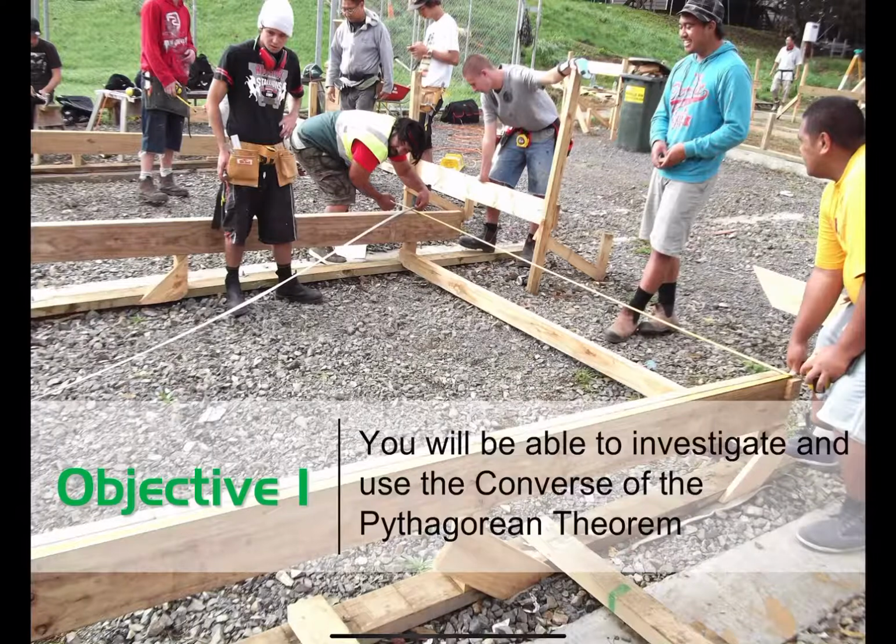All right, so here's the picture for the first one, being able to investigate and use the converse of the Pythagorean theorem. And you can see in this image, it looks like some sort of construction site. Maybe they're building a house or something. What's going on with this guy over here? I don't know. Maybe he's the supervisor. He's having a good time.